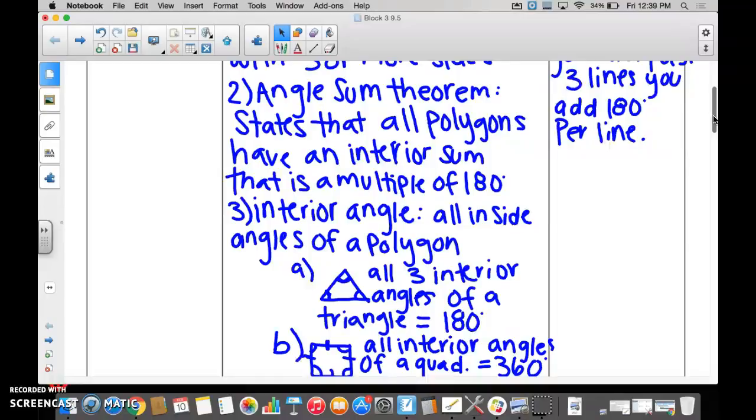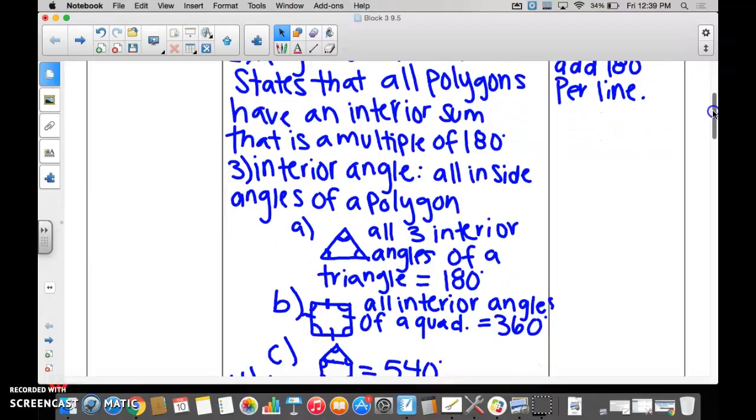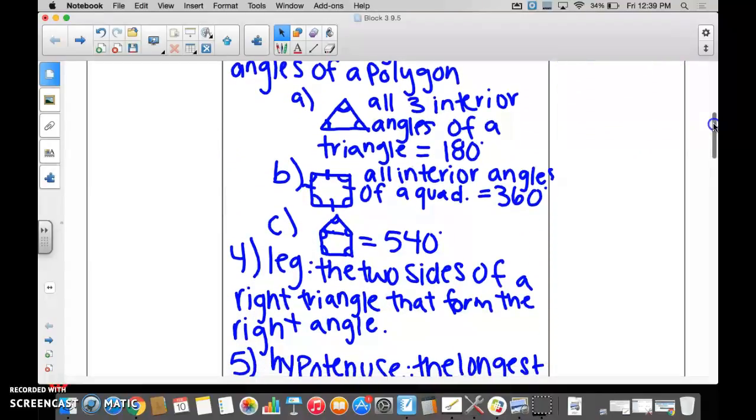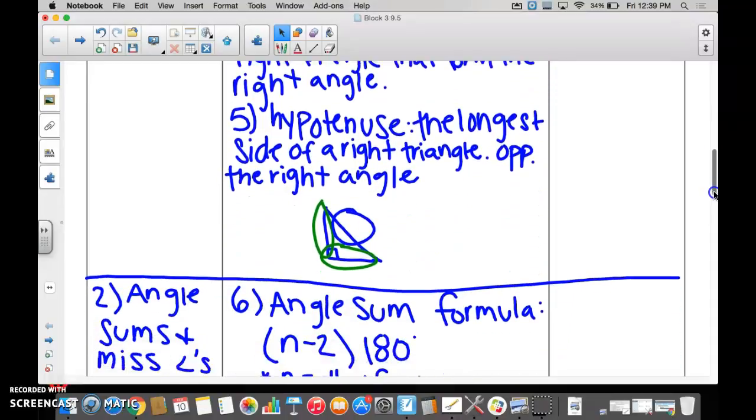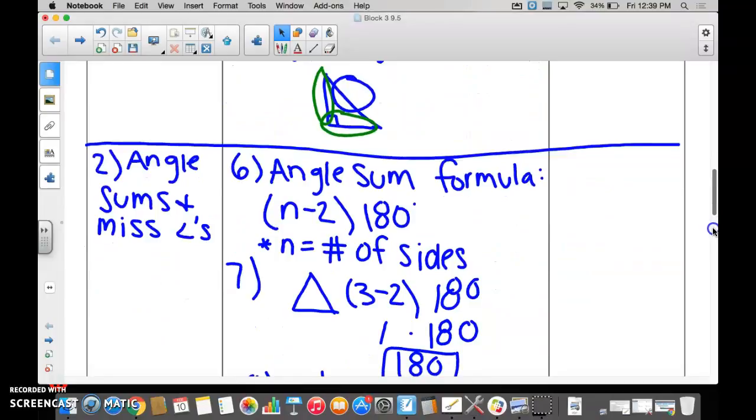Okay. Sorry about that. So it states that every polygon has an interior sum that is a multiple of 180, and we said a multiple is something that divides into it. So you could divide this number by 180 and you would not have a remainder, or 180 times 2, 180 times 3 would be a multiple. Interior angle is the inside. You can see the insides of the shapes, leg, hypotenuse. It's all there in your notes for you.